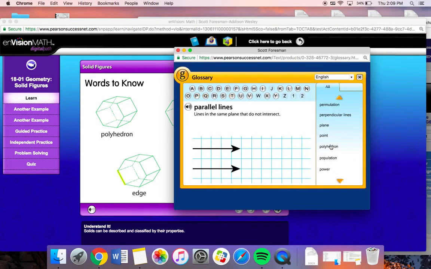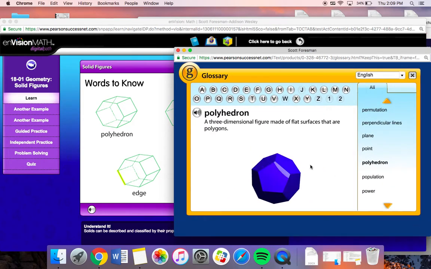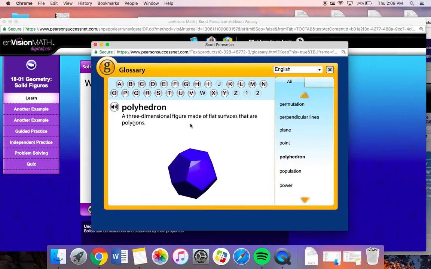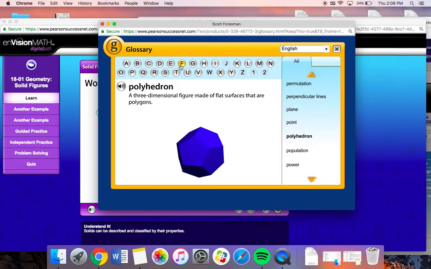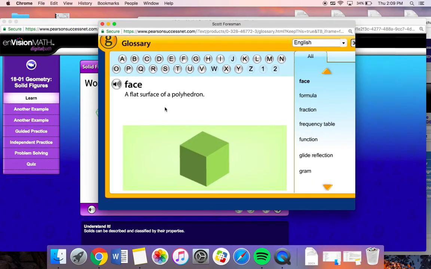So for polyhedron, this is a three-dimensional figure made of flat surfaces, each side is flat, that are polygons, which means that if a side is curved, then it's not a polyhedron. Next one is face. A face is a flat surface that makes up a polyhedron.